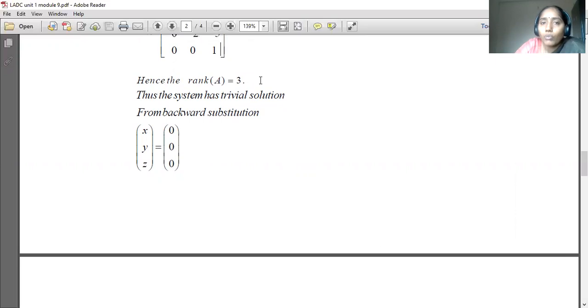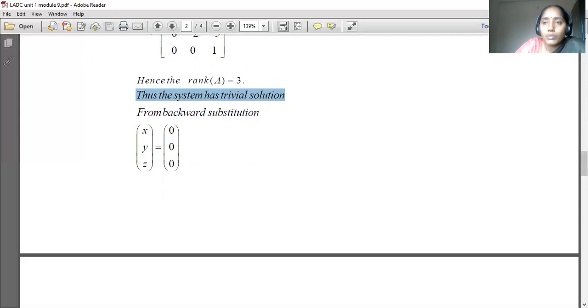That means, as we discussed in the points, rank is equal to number of unknowns. The system has only one solution. That's a unique solution, which is trivial. Just write the conclusion: the system has the trivial solution. Trivial solution means every element is 0.